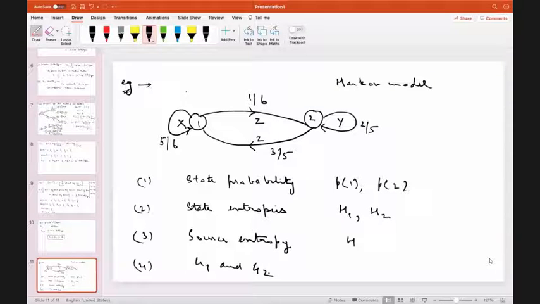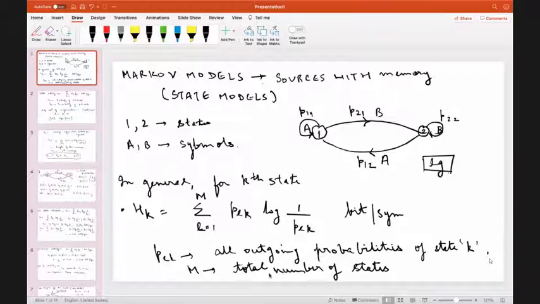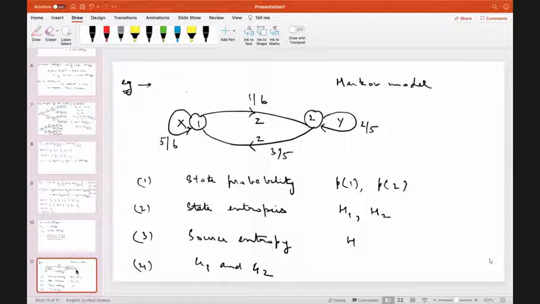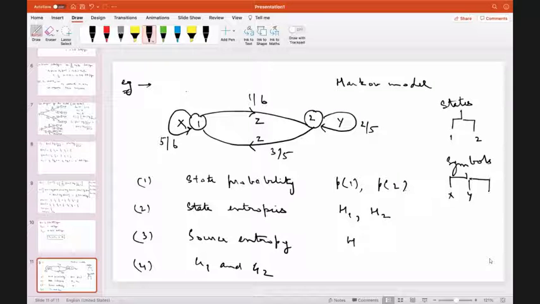So this problem is slightly different from the previous one, because in this case you have states 1 and 2, and symbols X, Y, and Z. So based on the model, you have to draw a tree diagram.